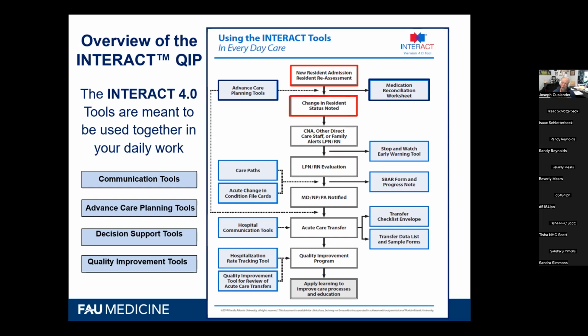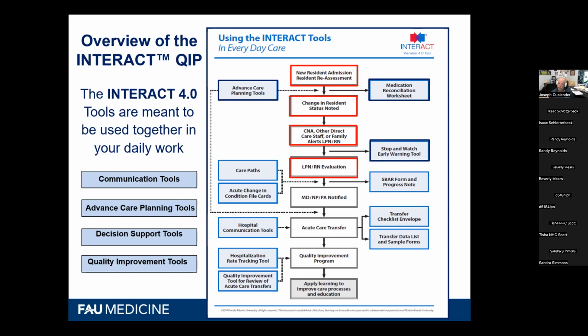The core of the program is based on when there's a change in resident or patient status. It can be noted by a nursing assistant, other direct care staff, dietary staff, housekeeping staff, or the families, who often notice changes. We have a tool for that called the Stop and Watch Early Warning Tool to document the change and communicate it.